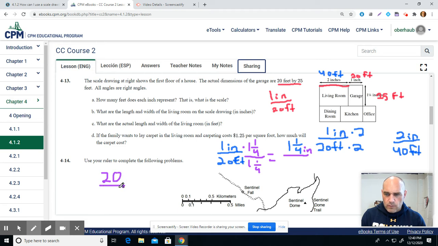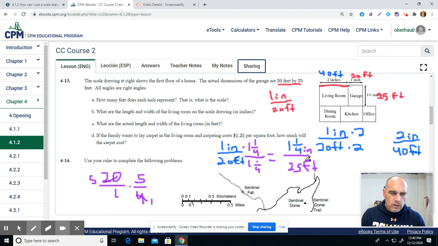So let's see. 20 over 1 times, make it top heavy. So that's 5/4. I can cross cancel. 4 goes in there once. 4 goes in there 5 times. So that means this is going to be 25. And I know it's feet because my feet are on the bottom.